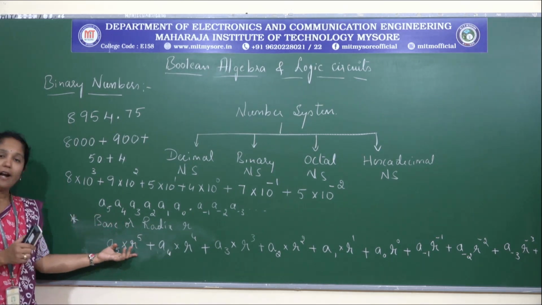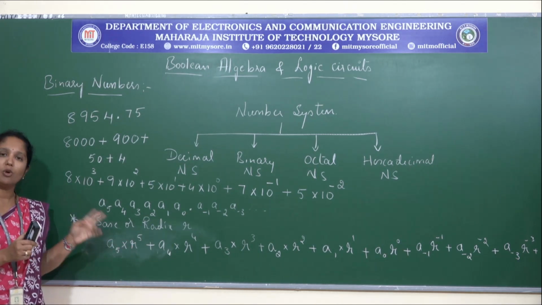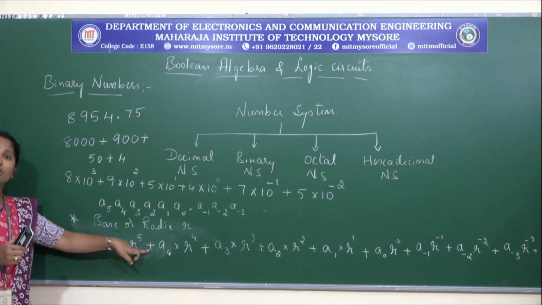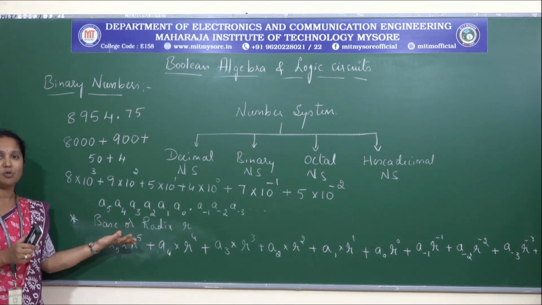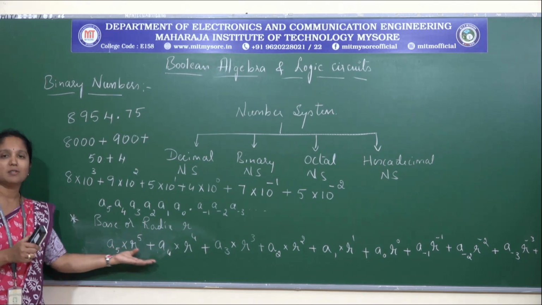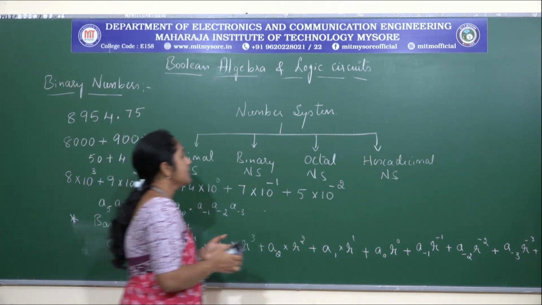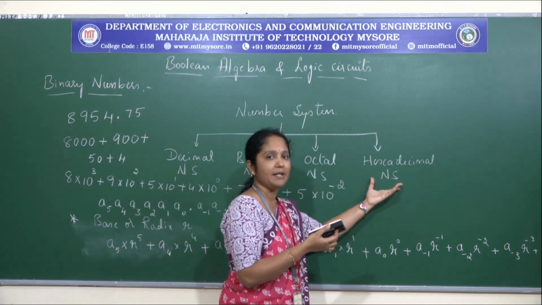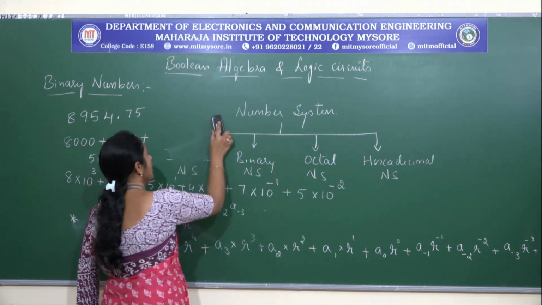And the radix or base is 2, because it is binary, we have only two values. So here we need to multiply those coefficients by powers of 2 depending on their positions. We need to multiply respective coefficients by respective powers of 2. Now, we will consider the octal number system and hexadecimal number system later. So now let us continue with the binary number system.